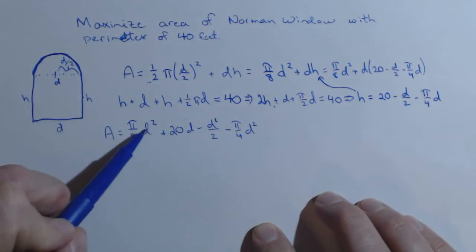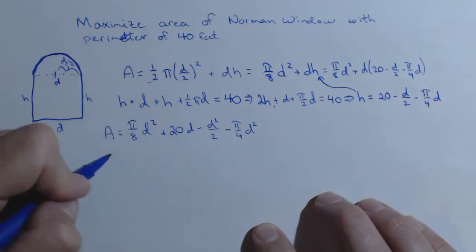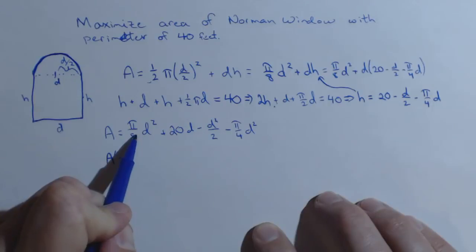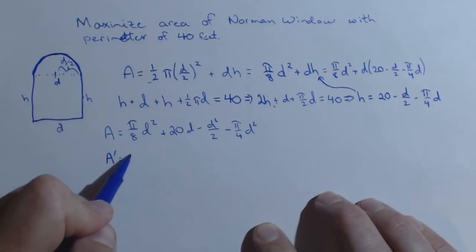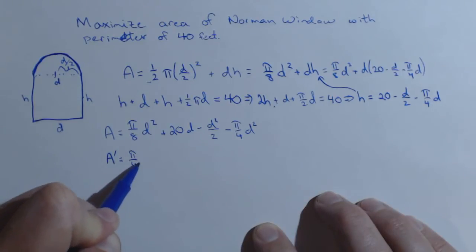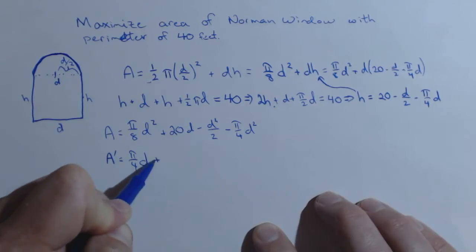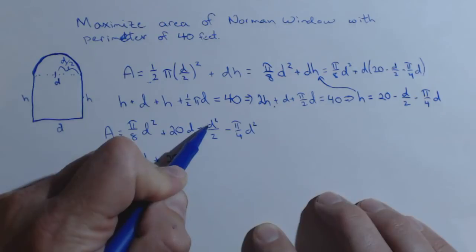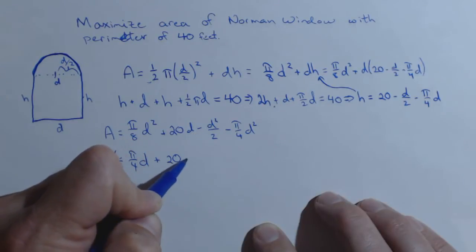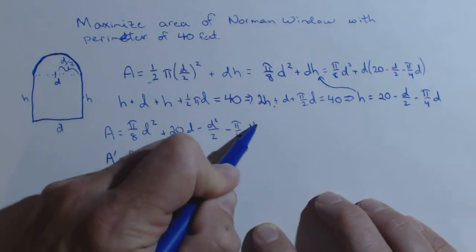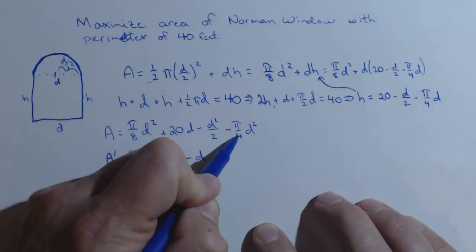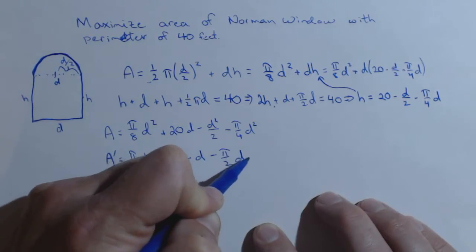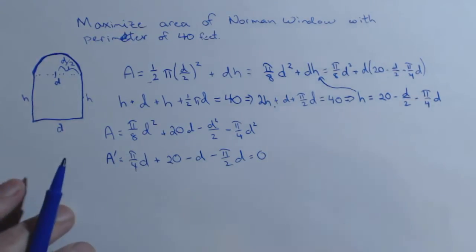Alright, let's go ahead and finish this off. We're going to take the derivative, call it A prime. So dropping the 2 down, so we have 2 pi over 8 or pi over 4 D plus 20. Drop the 2 down, you'll have 2D over 2 or just a negative D. Again, drop the 2 down, you'll have 2 pi over 4 or just a negative pi over 2 D. And we set this to 0.